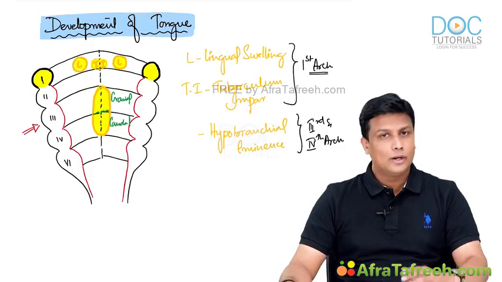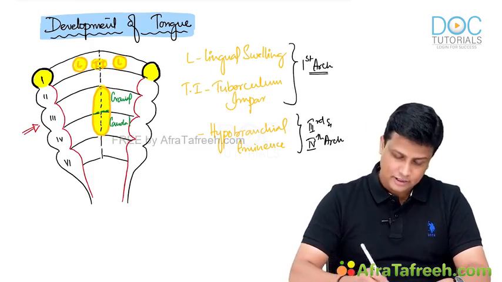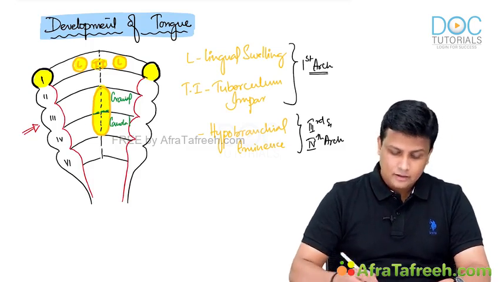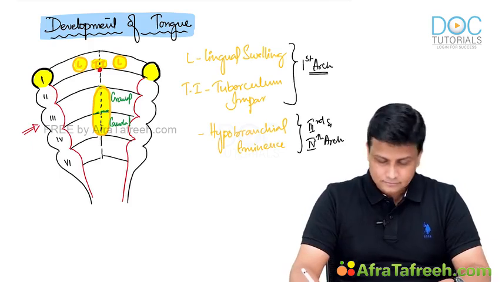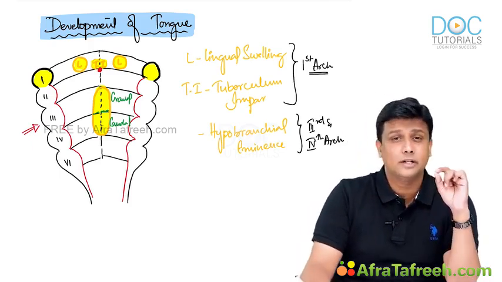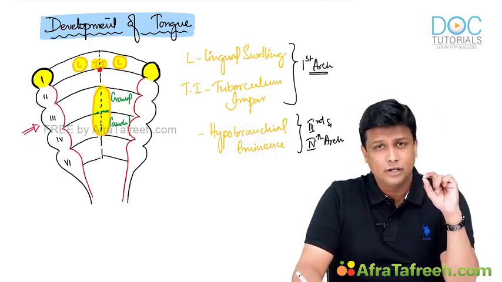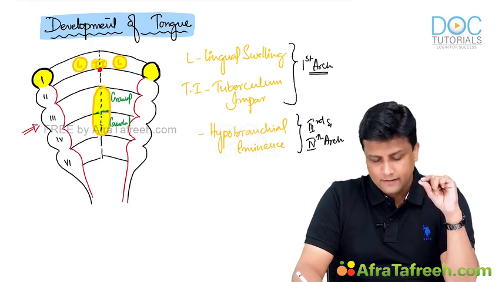Now I want to include one more thing over here. Just near this tuberculum impar, we have one opening, one foramen. That foramen is nothing but the foramen cecum. It is an endodermal foramen.